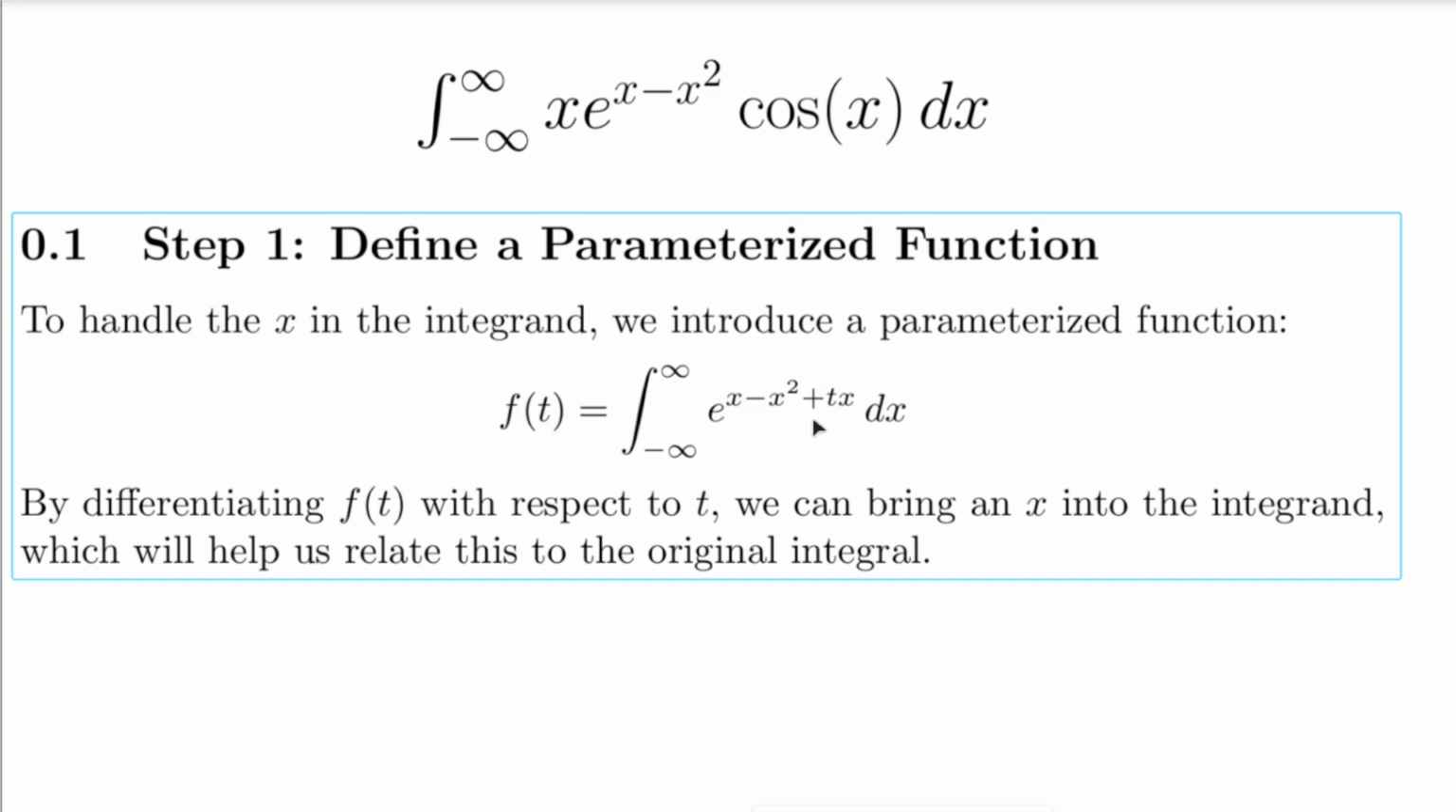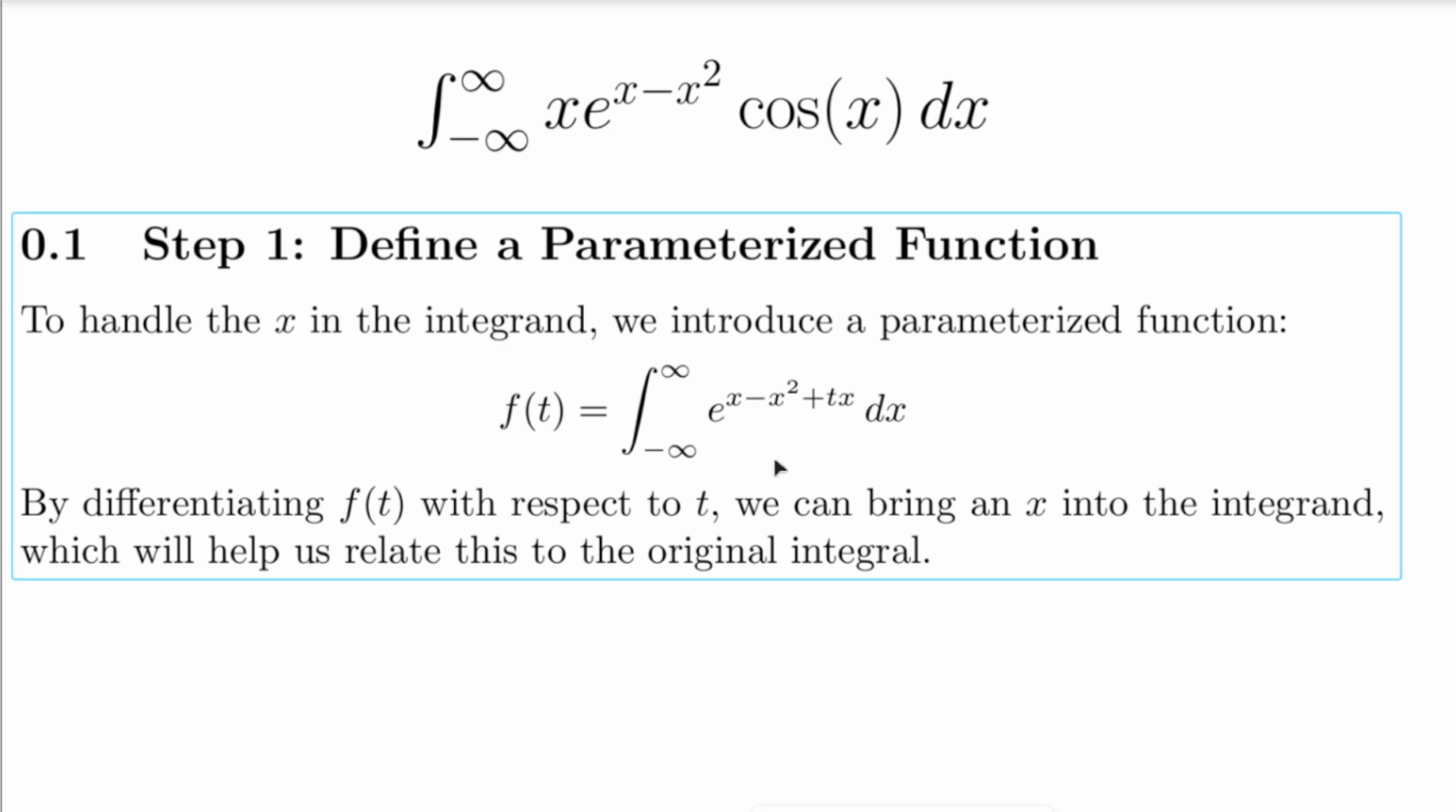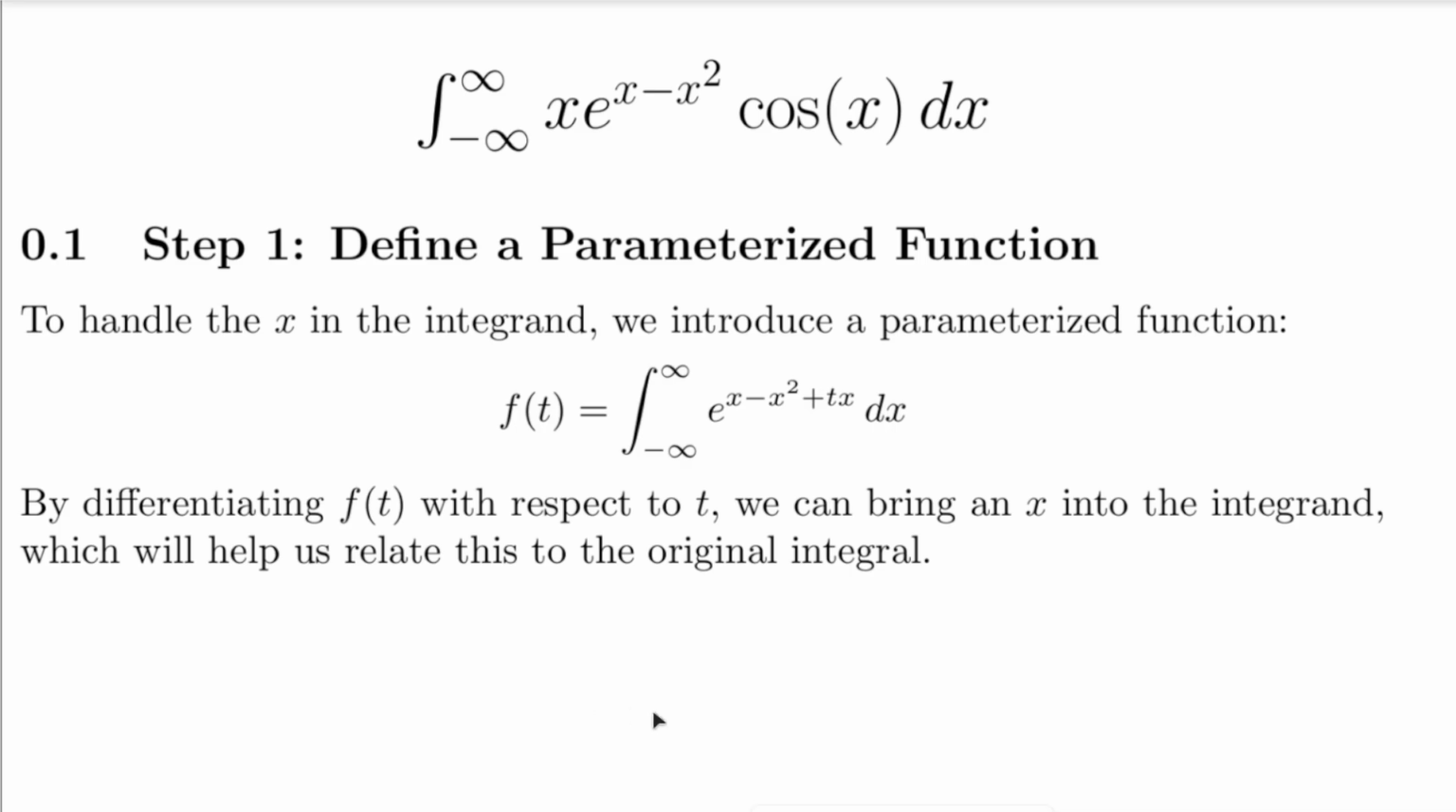And you'll see I chose that parameterization because that way, when we differentiate with respect to t, you'll see we'll recover this factor of x right here.